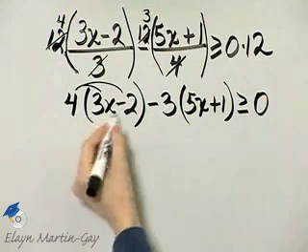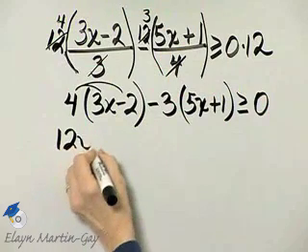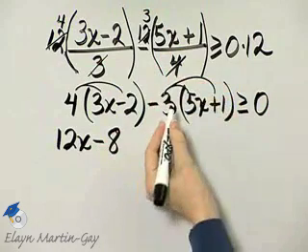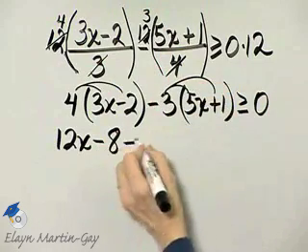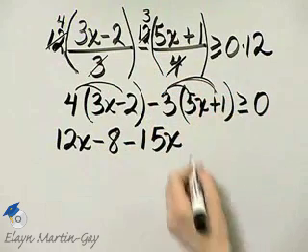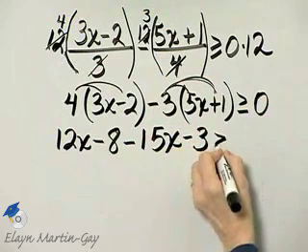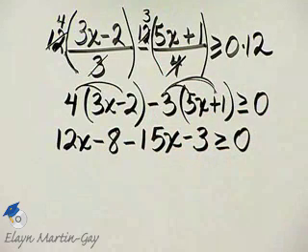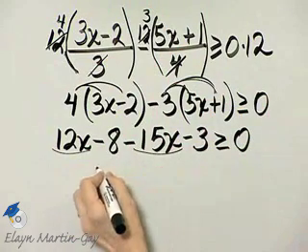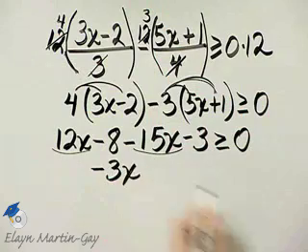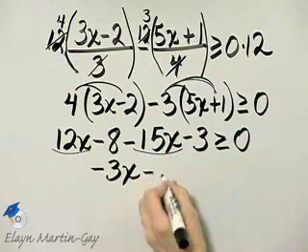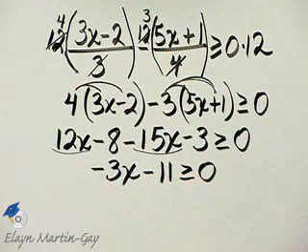Now be careful. 4 times 3x, that's 12x, minus 4 times 2 is 8. Distributive property, think of this as negative 3 times 5x, that's negative 15x. And then negative 3 times a positive 1, that's negative 3, greater than or equal to 0. Now let's simplify on this left side. 12x minus 15x, that's negative 3x, like terms. Negative 8 minus 3, that's negative 11, greater than or equal to 0.